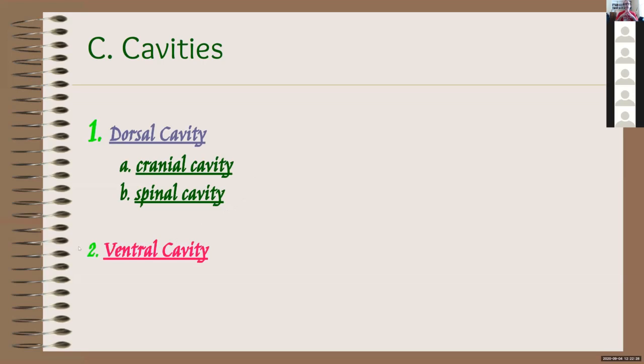And then number two, the ventral cavity. So Will, that's just the heading of the notes. We're talking about cavities. We're talking about spaces in the body. That's why that's there. The last section was letter B, the section before that was letter A. That's why it's C.